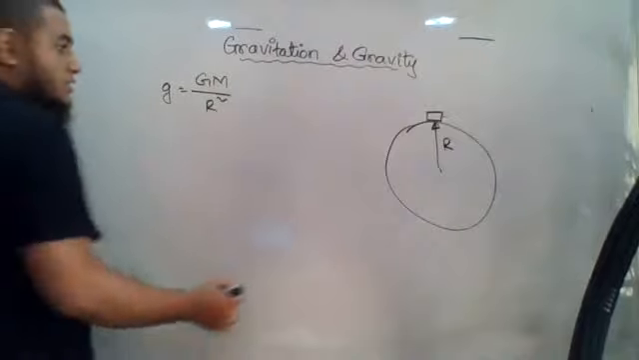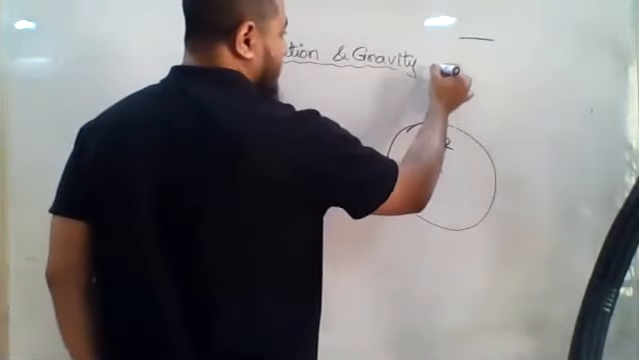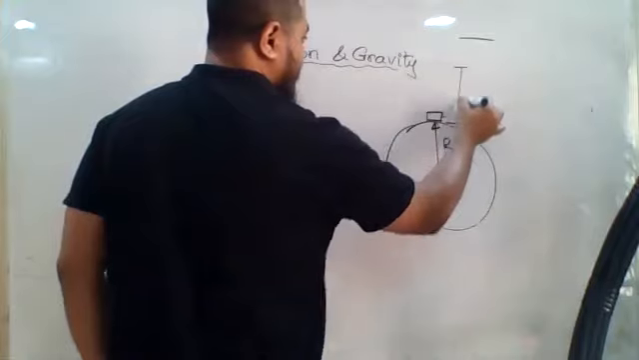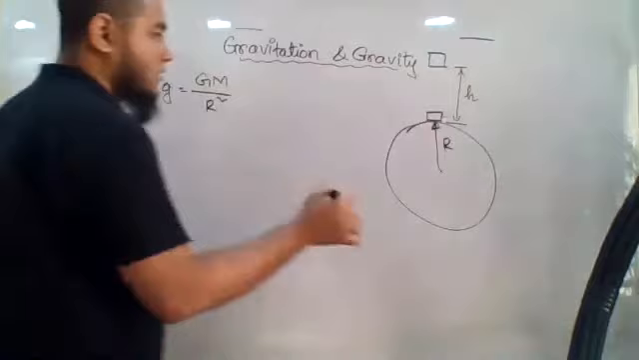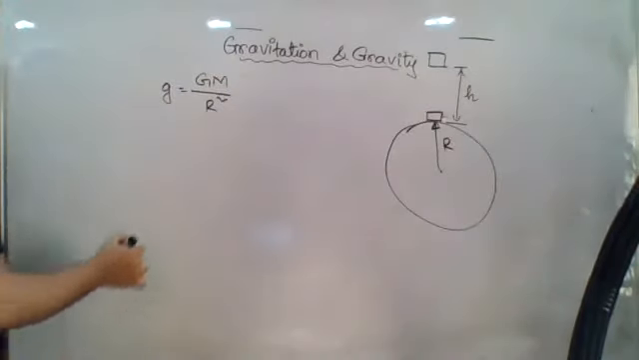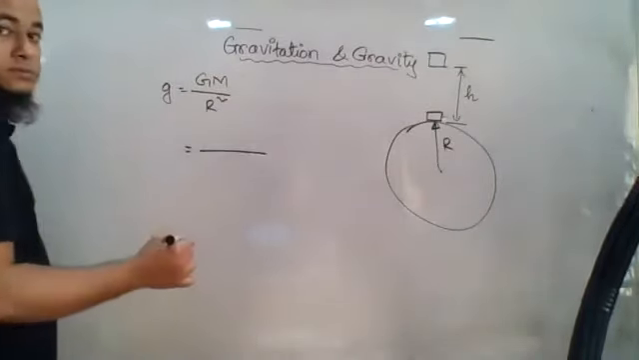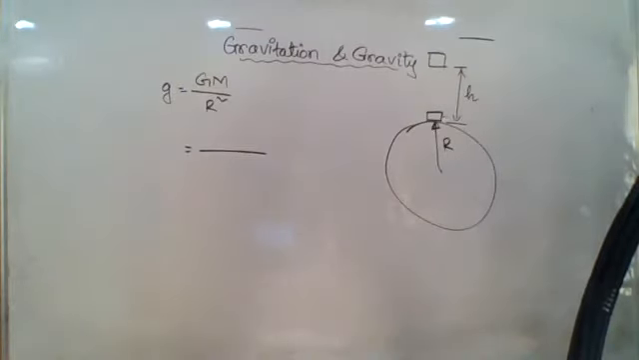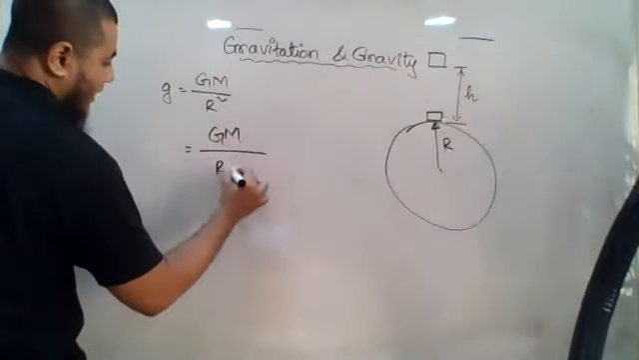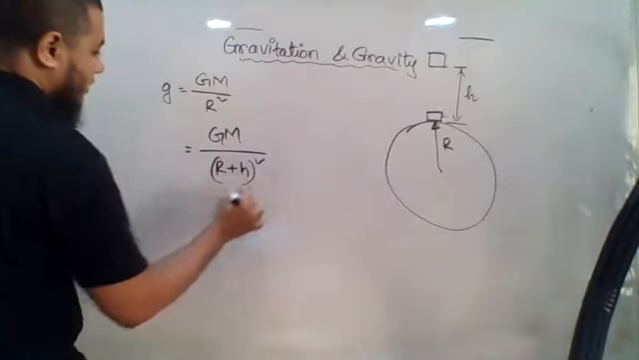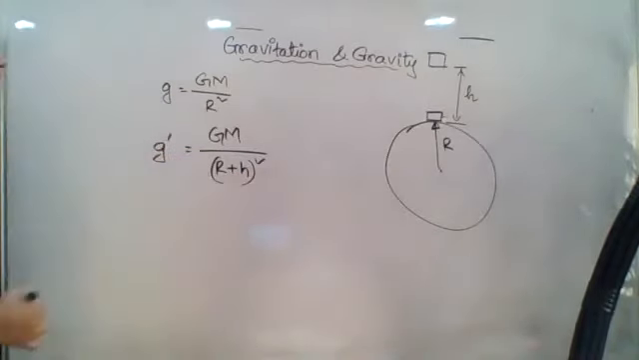Now let us say we have taken the object to a certain height, that is h. The object is here now. Can you tell me what is the distance from the center? R plus h. Why? Because whenever we are going to some certain height from the ground, that will be added with the radius of the earth, right? So we can write GM by (R plus h) whole square. That will be the new value of g.